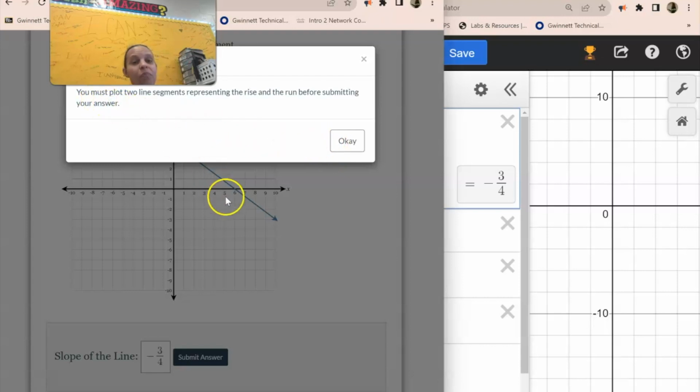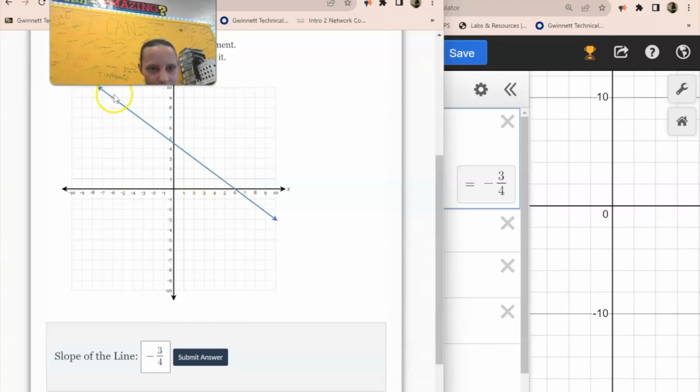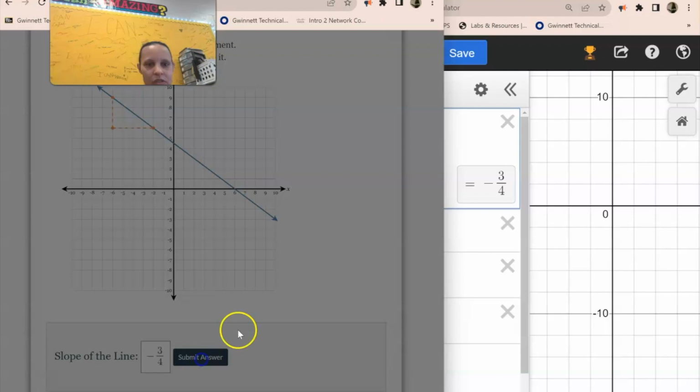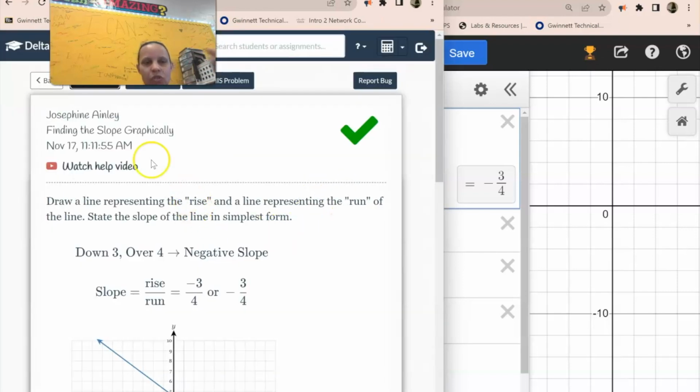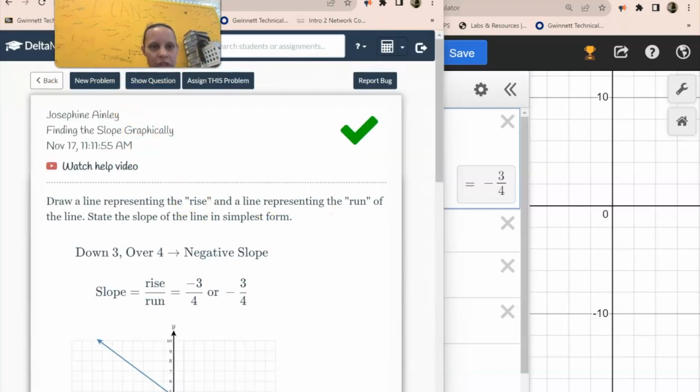Oh, okay, so it does force you to do the rise and run before submitting. Remember, I'm going to put my 2 points. So here my 2, it was this one to here. So my rise and then my run. You see how it warned me? I've got to go ahead and plot that. So to submit an answer, you have to do both. Whatever 2 points you're using, make sure you put those in.